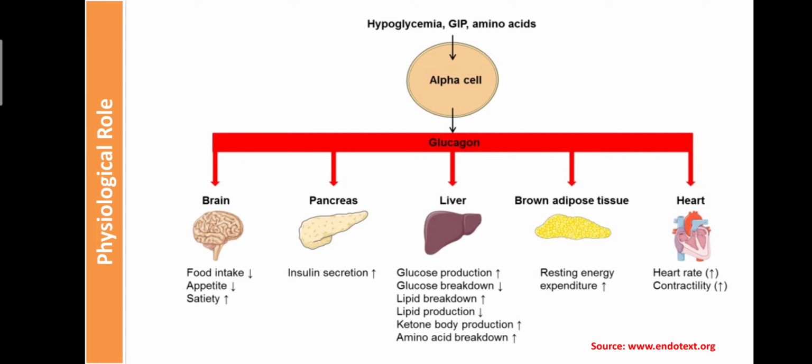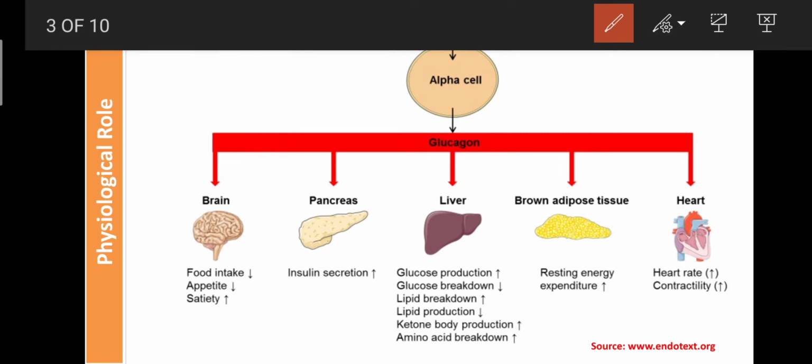So these alpha cells are activated due to hypoglycemia, or entry of particular types of amino acids into alpha cells, or due to release of GIP, that is glucagon like peptides. Sometimes it is also known as gastric inhibitory peptide. So in the alpha cells, glucagon can be released. This released glucagon mainly acts on the brain, where it can inhibit the intake of food and decrease the appetite.